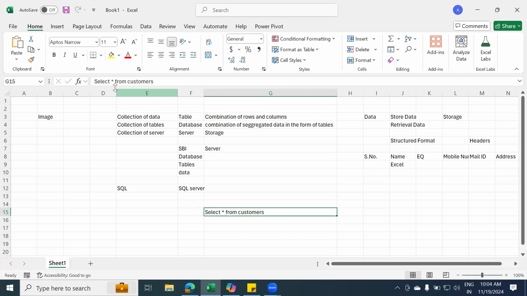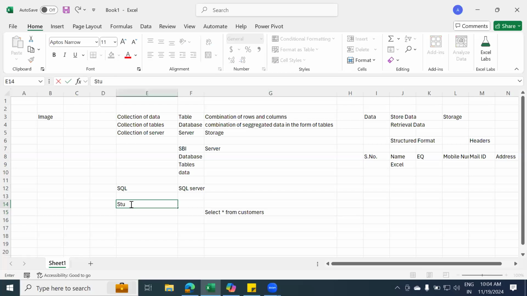Because here, we are following a particular structure. The moment you follow a particular structure, you are using a language. The meaning of SQL is Structured Query Language. Using this language, we communicate with the database.